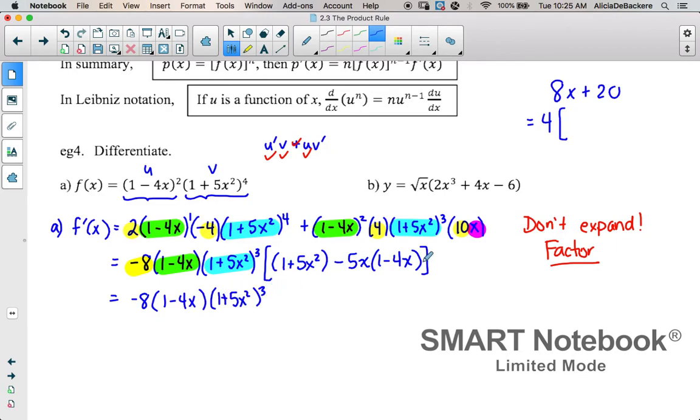All I have to do is clean up this inner bracket. So I've got 1 plus 5x squared, and then I can multiply this negative 5x into the bracket. And I see that there is a common term that I can collect.